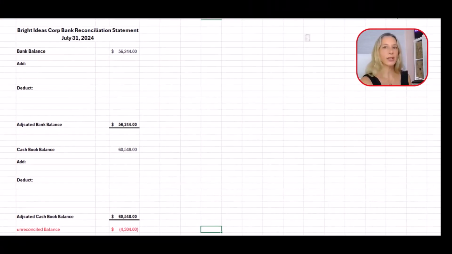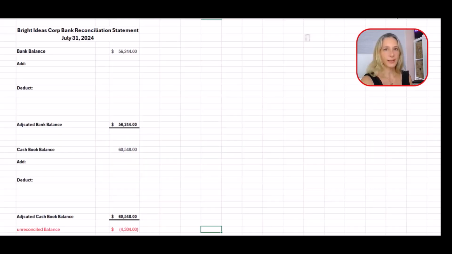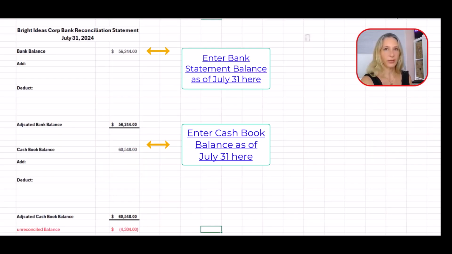First, we enter the bank balance on the top portion. For the bank statement, we have the balance in the bank as of July 31st is $56,244. We look in our accounting records and we see that as of July 31st, our cash account shows a balance of $60,548. Using this template, we are going to determine what are the transactions that make up the differences between these two balances and determine our true cash position as of July 31st.